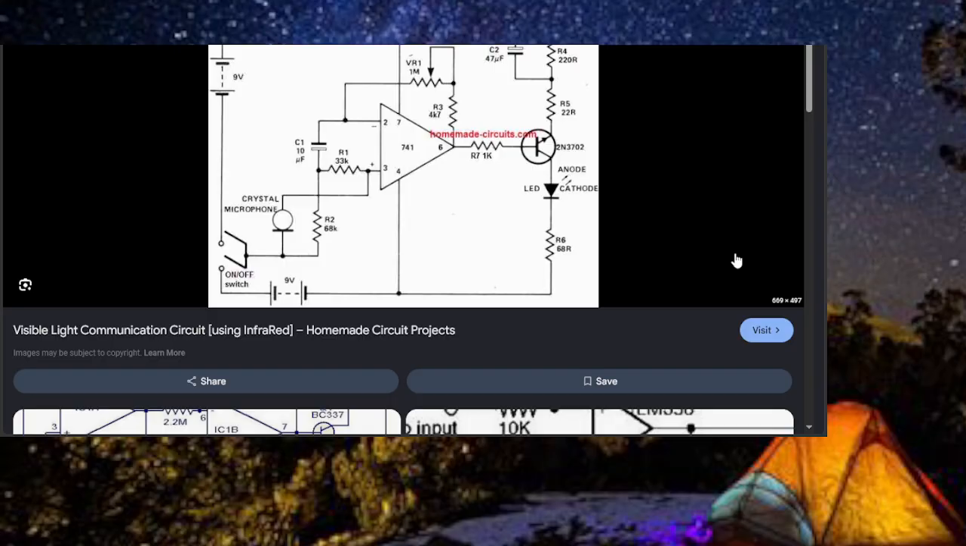So we could take a picture of this. That's a crystal mic. I've got microphones. That's 2 batteries, I think. There's 2 9-volt batteries up there. I don't know what that 2N3702 is. Then there's another set of 9-volt batteries over there. Well, that's quite a circuit, huh?